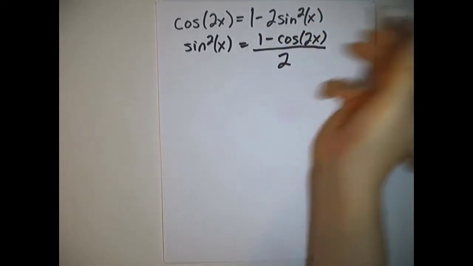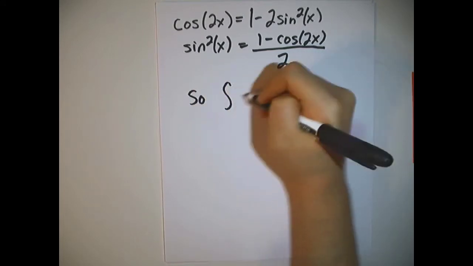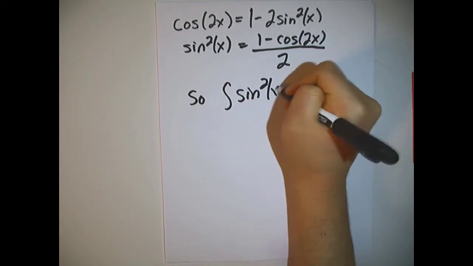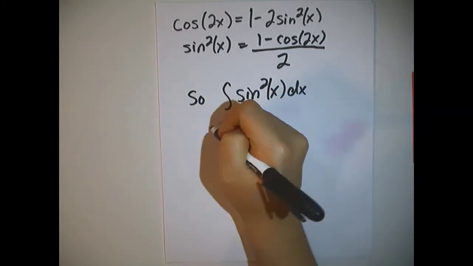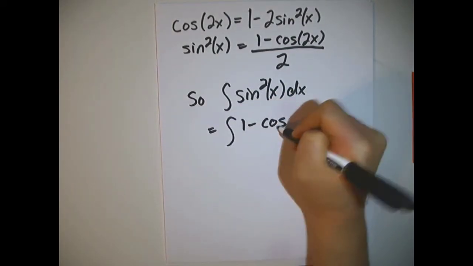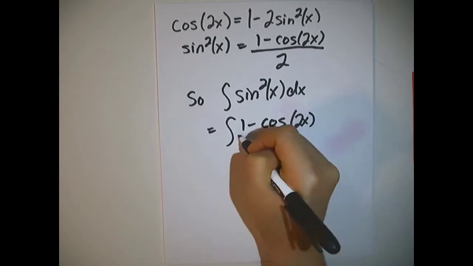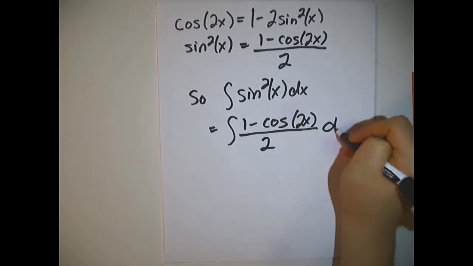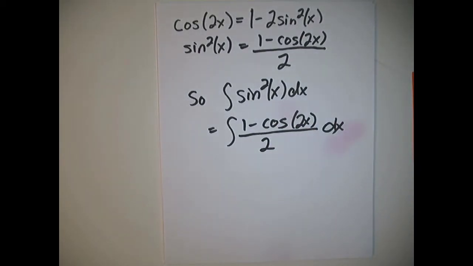divided by 2. So the integral of sine squared of x dx is actually the same thing as the integral of (1 minus cosine of 2x) over 2 dx. And that's a simple u substitution integral that you can just do.